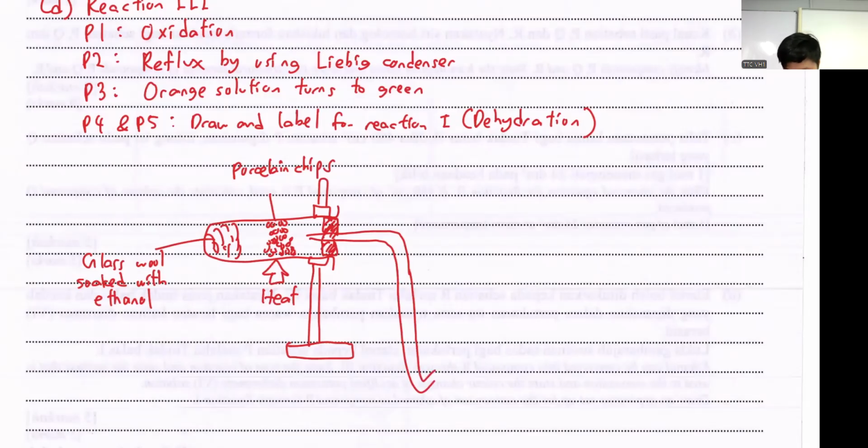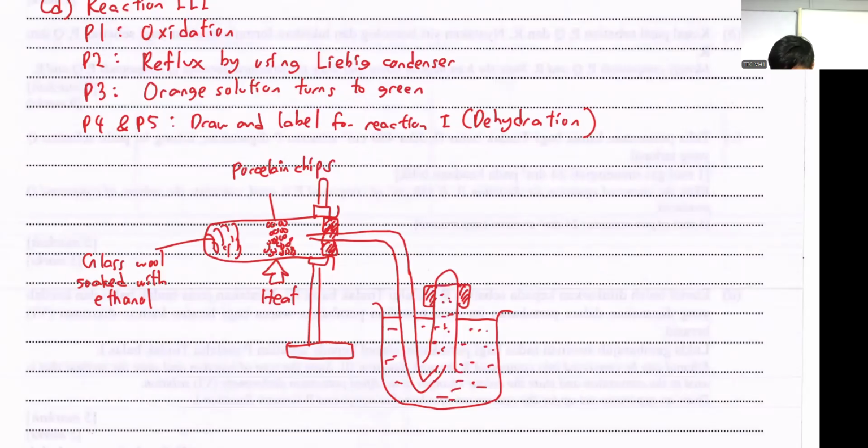We should immerse it in a beaker filled with water, and inside also another tube, which contains water. This part is water. And then the ethene gas is here. The ethene gas will just float on top. 2 marks for labeling. Later I'll show you a better diagram. This is the idea.